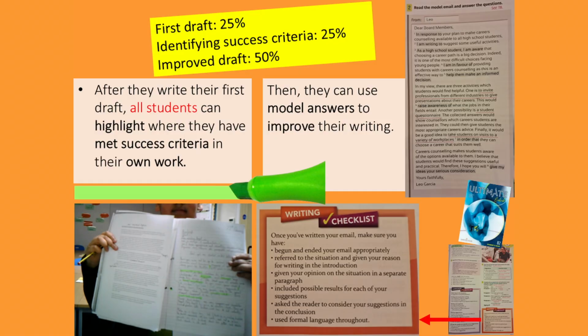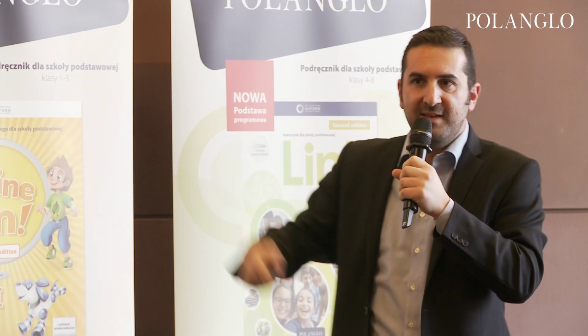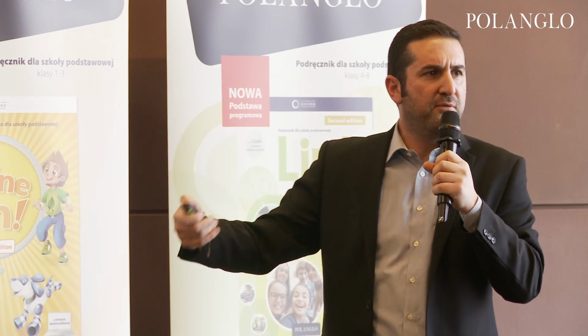And we can ask students to read the assessment objectives, the criteria, and highlight in their work where they have met them. For example, have you begun and ended your email appropriately? Yes. Where is it? Highlight it. Have you given your opinion? Use a different color, perhaps, to highlight. And then we can allow them to have a model answer in front of them in order to improve their first draft. We can even adapt the weight of marking.